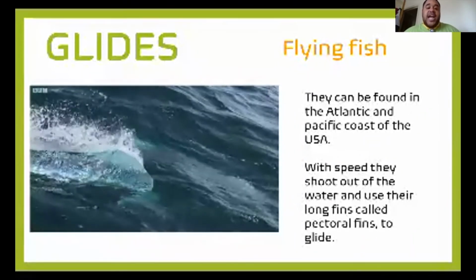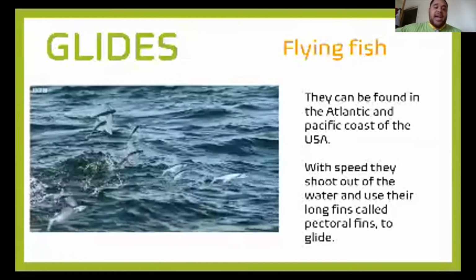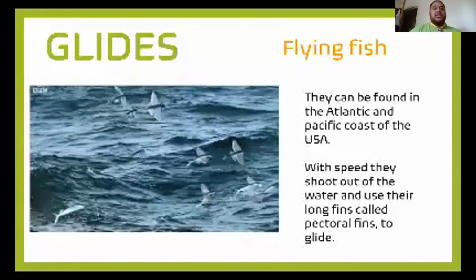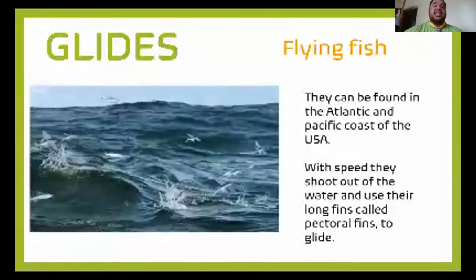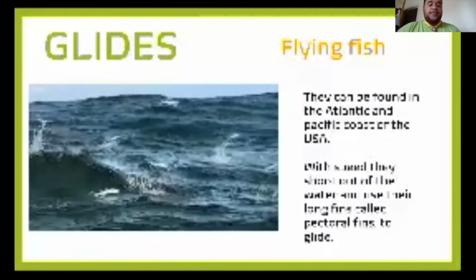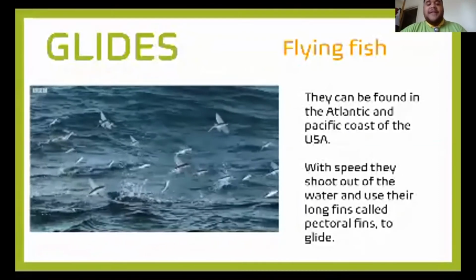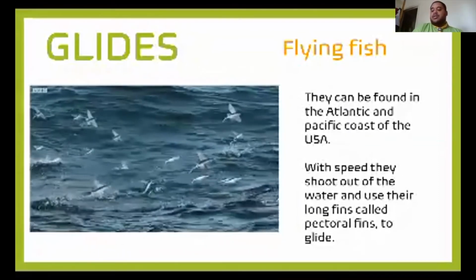And with those fins, they're able to glide through the air to escape the fish underneath that wants to eat them. So these animals glide. They're called flying fishes. But they glide through the air with their very long fins. Okay? So well done, guys. I've got one more for you.